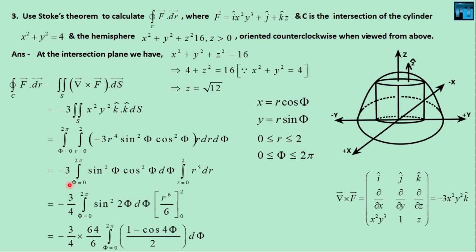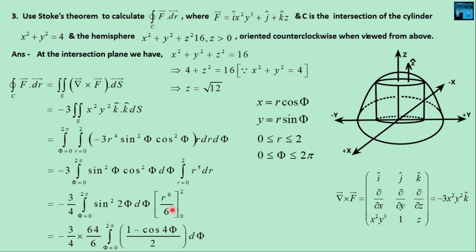Now, what is the benefit of this type of integration? Here, all the integrations are independent of each other. See, there is no r part, there is no phi part here. So you can solve two integrations at a time. See, this thing gives sine square 2 phi, and this thing gives r to the power 6 by 6.